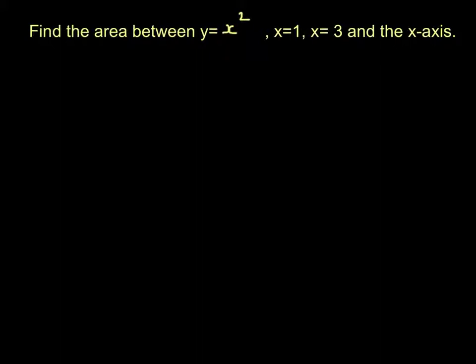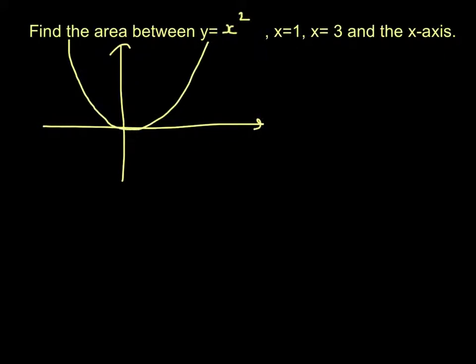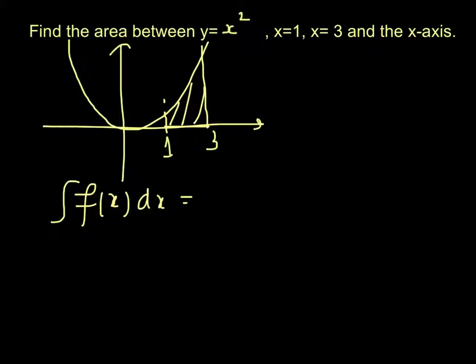Find the area between the graph of y equals x squared, x equals 1, x equals 3, and the x-axis. So practically this is the area that I'm going to find. Integral f of x dx is integral x squared dx, which is x cubed over 3 plus c.